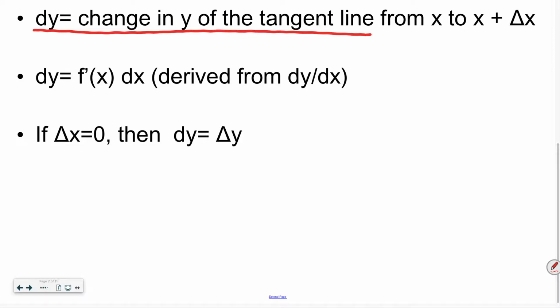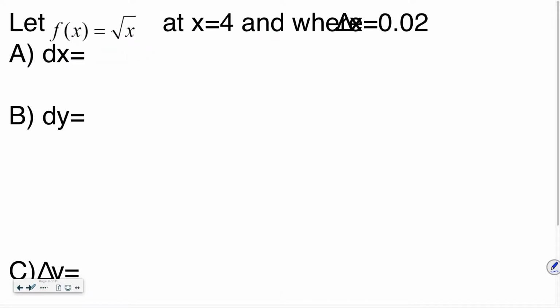Okay, now I know that we've already done the approximation of the square root of 4.02, but I would like to show you how it works with this differential method. Okay? The biggest piece is this right here: dy equals f prime of x dx. That's how we're going to begin our differential problems. Okay? So let's go back to the tangent line equation problem that we did from before.